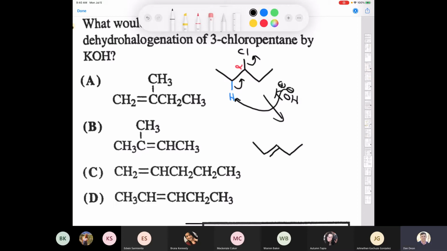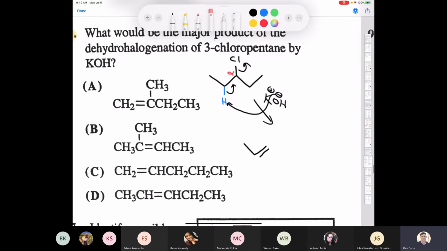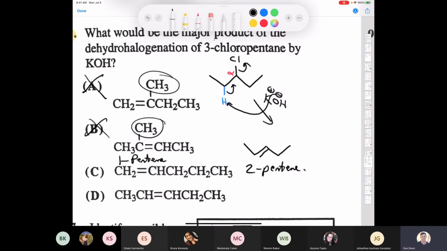Now I've drawn it as trans, but you see that none of the products are drawn as cis or trans, so it doesn't matter whether it's cis or trans. That's neither here nor there. We end up with 2-pentene. Okay? We can see that A is not a possibility and B is not a possibility because they both have methyl groups on them, so I don't know where that would come from. If we look at C, C is 1-pentene, so that's not right either. But D is 2-pentene. And so that is our answer right there, nothing more than that.